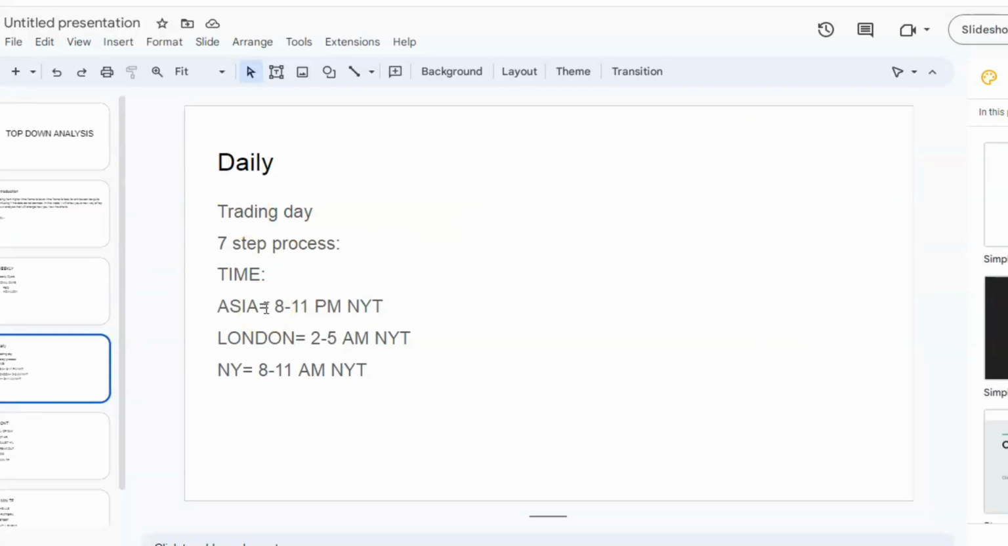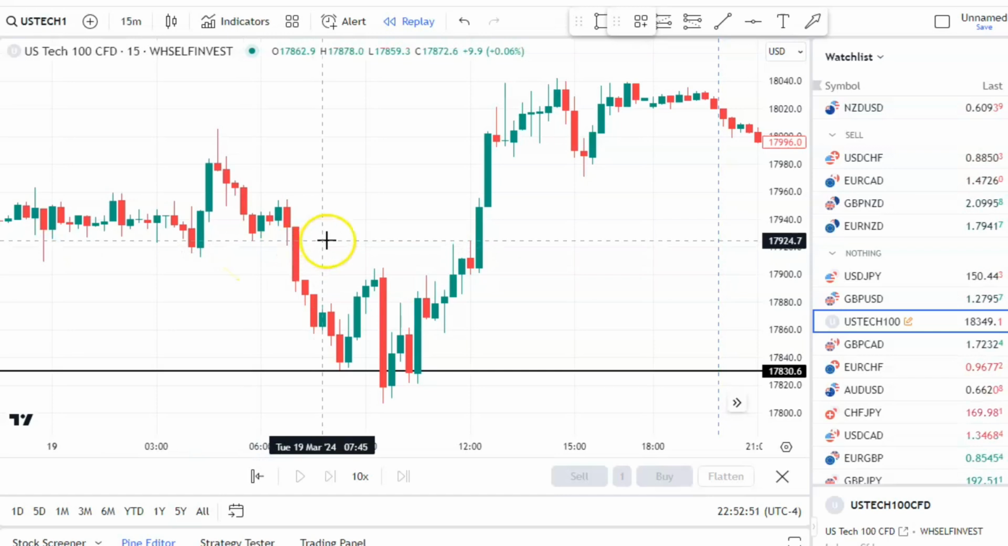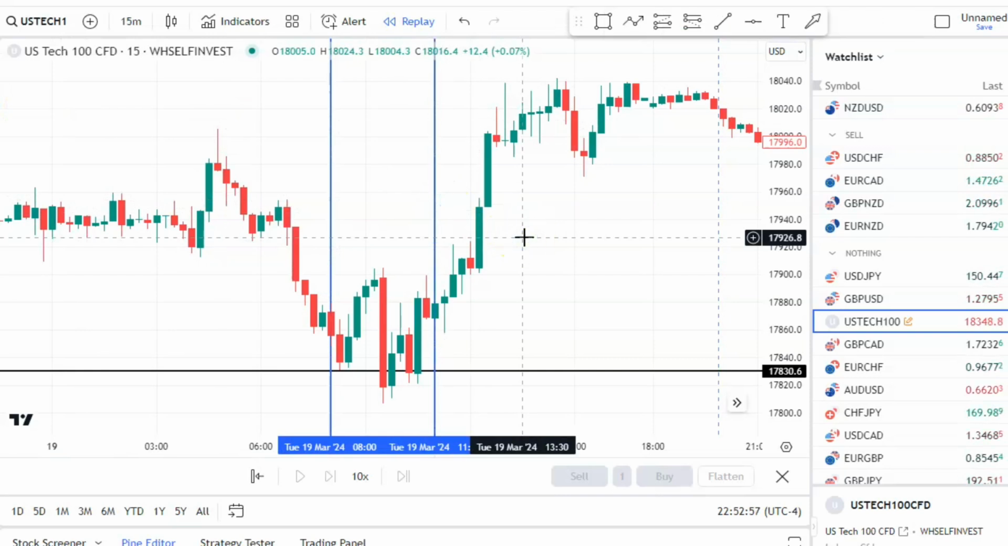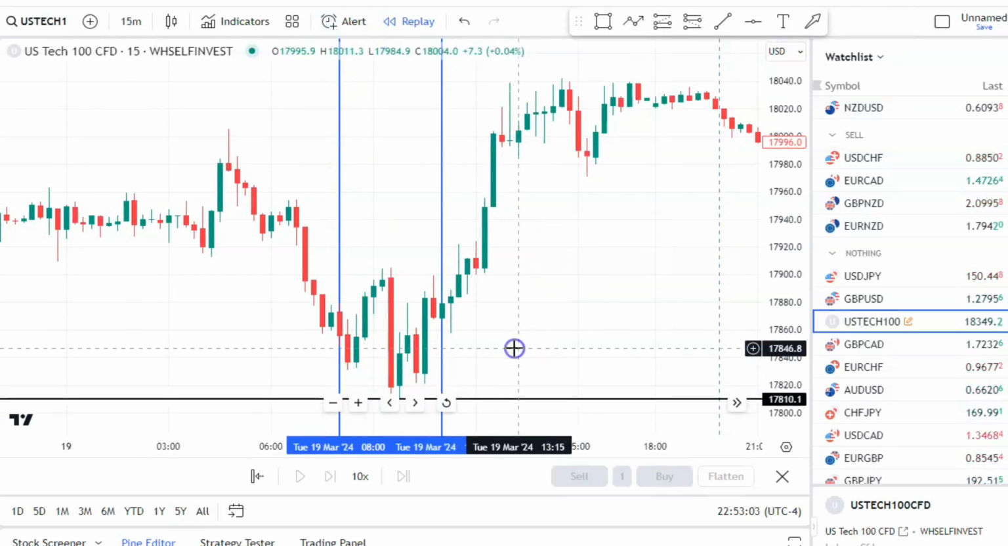So first things first is time. Now we don't trade any time of the day. We have specific timing windows. For Asia, it's 8 to 11 p.m. New York time. For London is 2 to 5 a.m. New York time. And for New York is 8 to 11 a.m. New York time. So in this setup, it occurred in the New York session. So step 1 is timing window from 8 to 11 a.m. New York time.